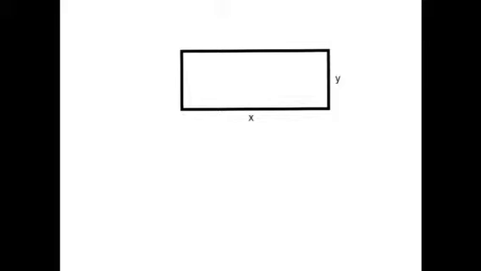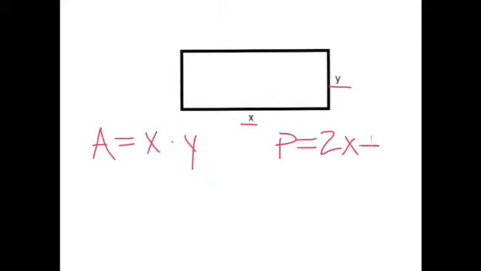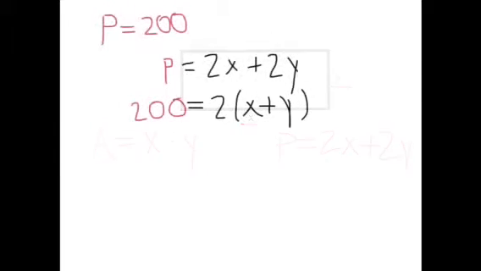To solve this equation, we must first find the area equation and the perimeter equation. Let's call this side x, and let's call this side y. The area equation can be given as x times y, and the perimeter equation can be given as P is equal to 2x plus 2y. Given from the question, the perimeter is equal to 200 meters.